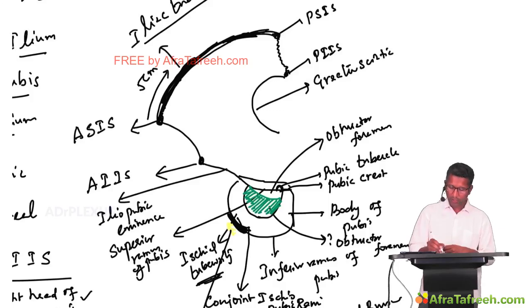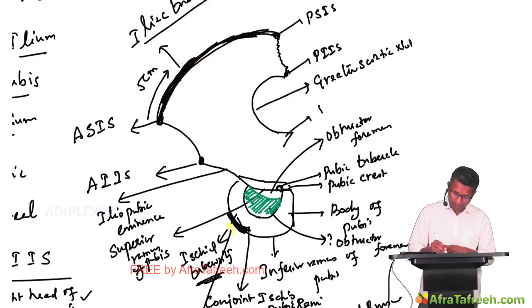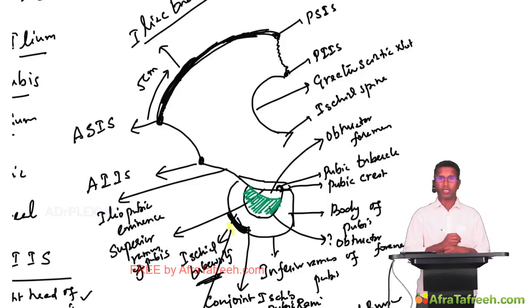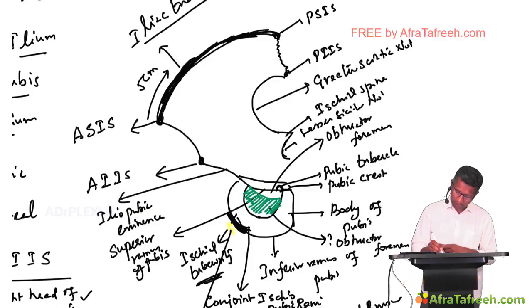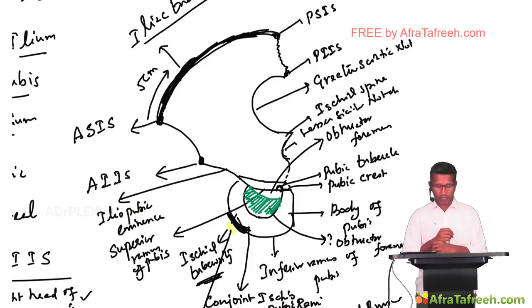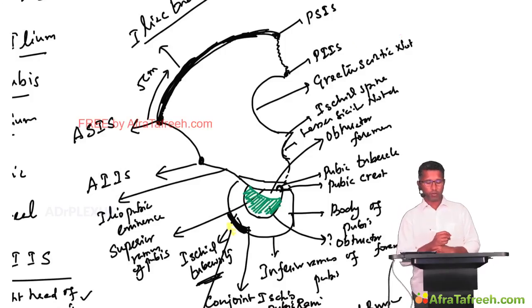This greater sciatic notch ends in a spine, and this spine is called the ischial spine. This ischial spine ends in a notch called the lesser sciatic notch, and this lesser sciatic notch continues as the ischium bone. Okay, so these are all the things you see from the pelvic surface of the hip bone, guys.